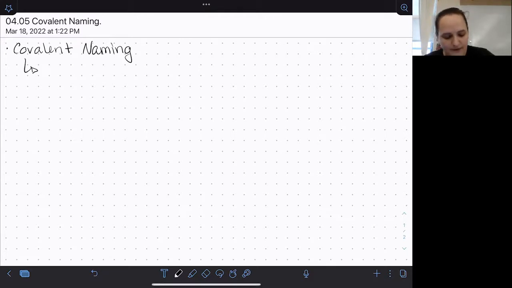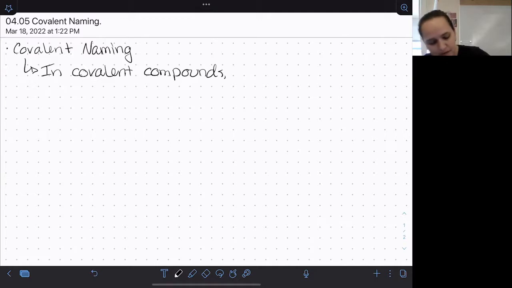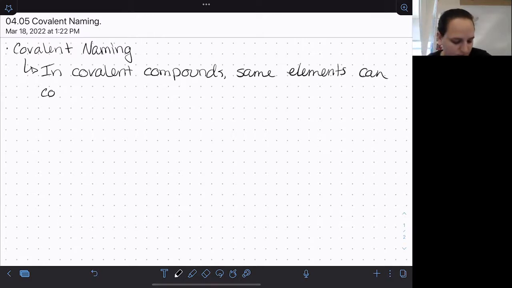Because in covalent compounds, the same elements can combine in multiple different ways. And it's not just due to a difference in charge, like the transition metals, where we have a predictable, simple way to describe the difference, that once you know the charge, there's only one option. It's not that predictable. So in covalent compounds, the same elements can combine in multiple different ways.